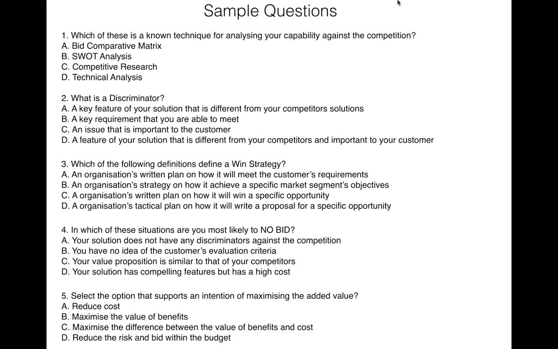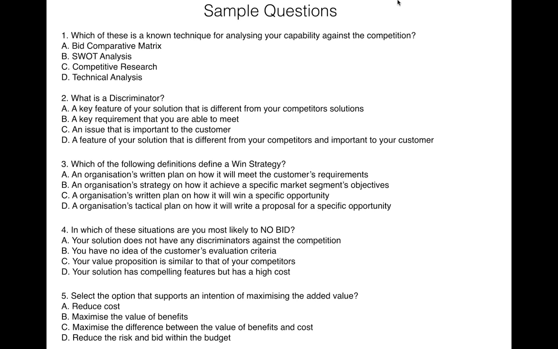It asks, for example, which is a known technique for analyzing your capability against the competition? Definitely it is the SWOT analysis, by which you not only evaluate your strengths, weaknesses, opportunities, and threats, but you also do it for your competition, and from that you know how you would pitch against the competition.